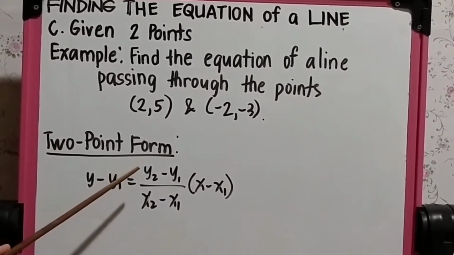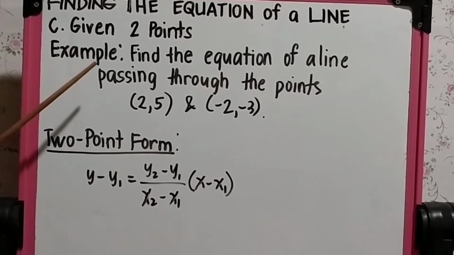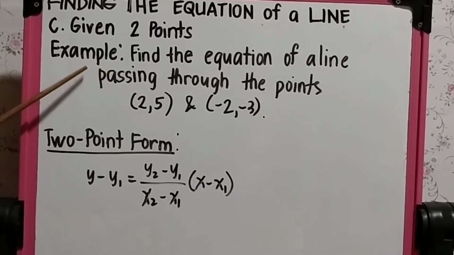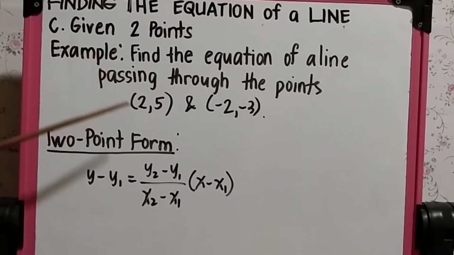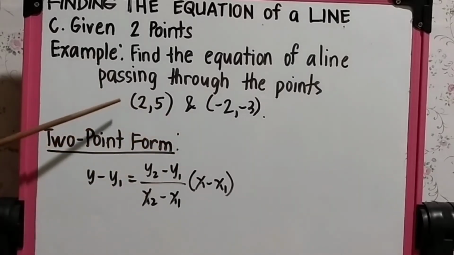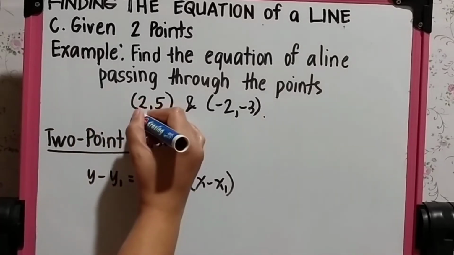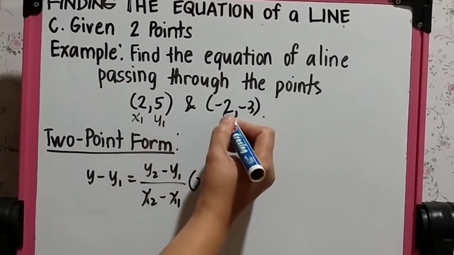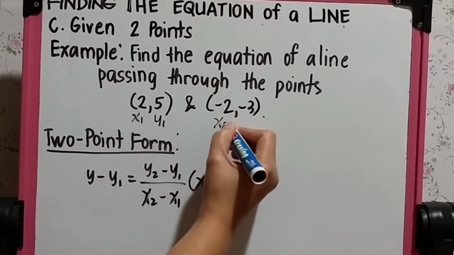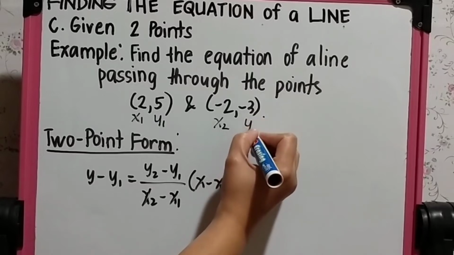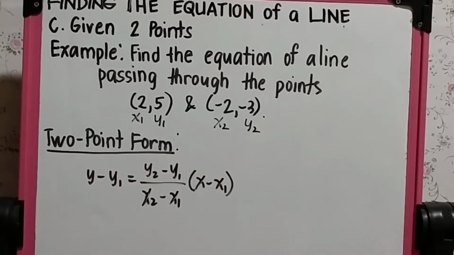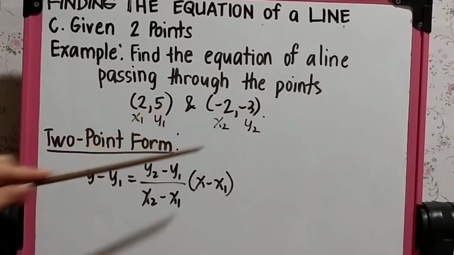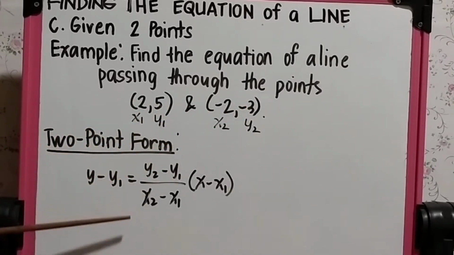x sub 2, y sub 2 are the coordinates of the second point. Okay, so let's take this example. Let's find the equation of a line passing through this point. If this is the first point, we let this as our first point. 2 will be our x sub 1, 5 will be our y sub 1, x sub 2 is negative 2, and of course, negative 3 will be our y sub 2. So, all you have to do is to substitute these values to our formula. Then we will solve it.